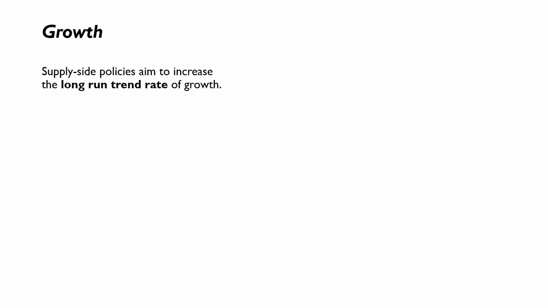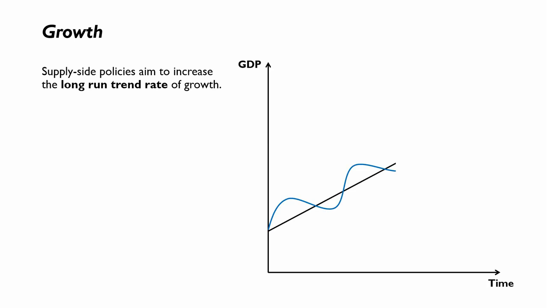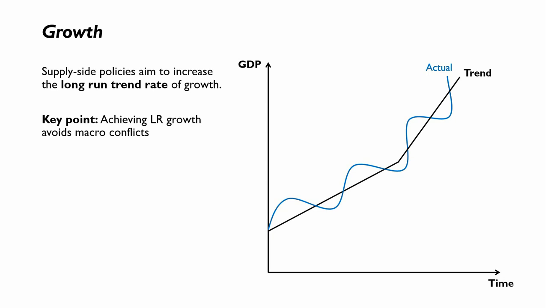Start with the impacts on growth. Supply-side policies are all about improving our long-run aggregate supply or improving our long-run trend rate of growth. On an economic cycle diagram, the black line is our trend. Successful supply-side improvements will increase the trend rate of growth that underlies the economic cycle. It's not short-run, it's a very long-run policy. And this is ideal because it avoids major macroeconomic conflicts. If we can successfully increase the long-run trend rate of growth, we can achieve growth without a corresponding increase in inflation.